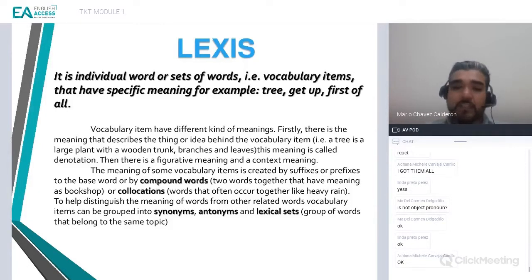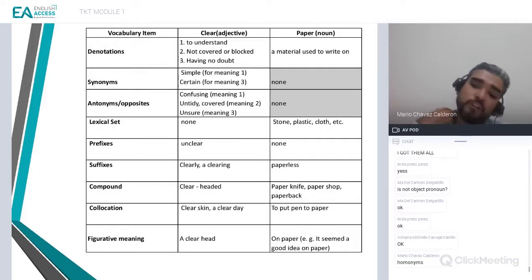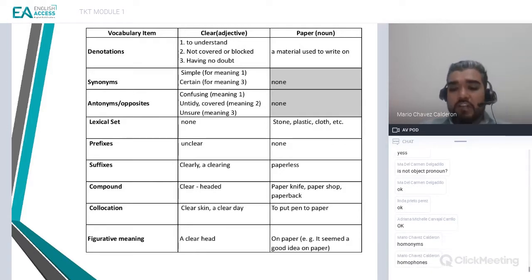To help distinguish the meaning of words, related vocabulary items can be grouped into synonyms. Synonyms, words with similar meaning. Antonyms, words with opposite meaning. Lexical set, which is a group of words that belong to the same category, the same topic. We also have homonyms. I'm writing it on the chat. Homonyms are words with the same spelling but different meaning. We have homophones. The homophones are words with the same pronunciation but different meaning.